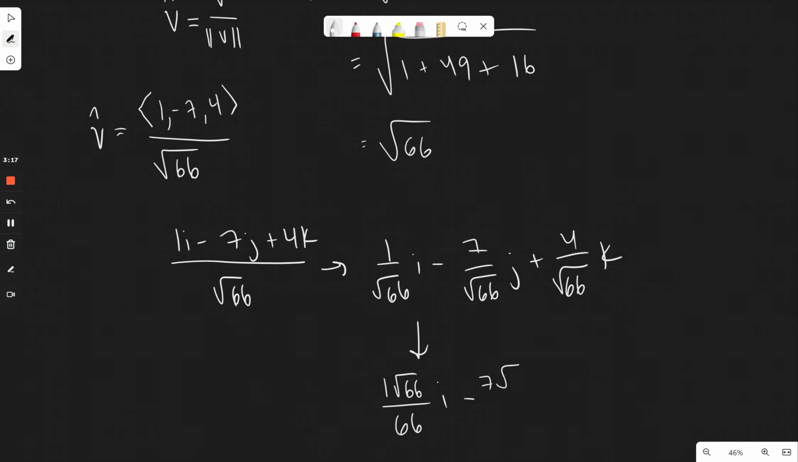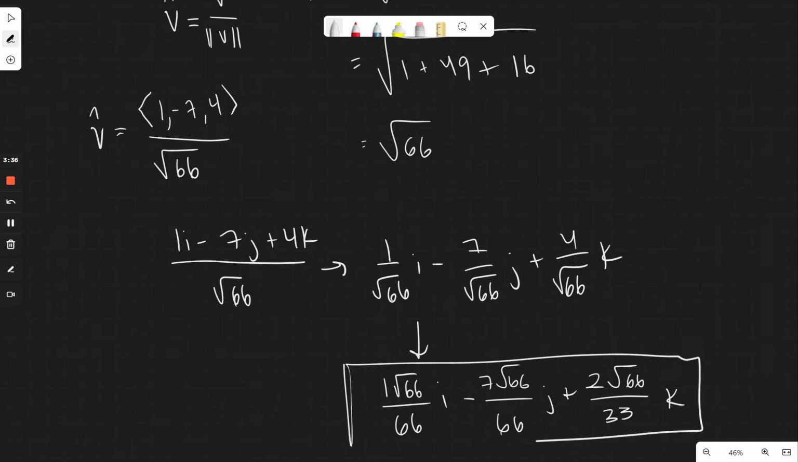And so we get square root 66 over 66 i minus 7 square root 66 over 66 j plus 4 square root 66 over 66, which is just 2 square root 66 over 33 k, which I'm sure you know how to do. We're just getting rid of the radical in the denominator, and that looks a lot nicer. So yeah, that's all for unit vectors. This would be the unit vector for v, and if you wanted to square all of these components and add them up, you'd find that it did equal 1.